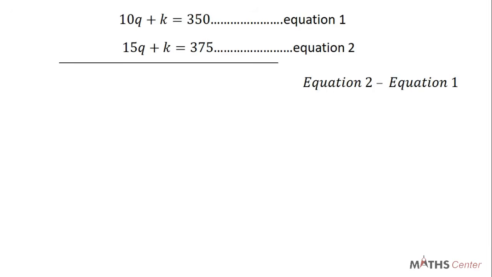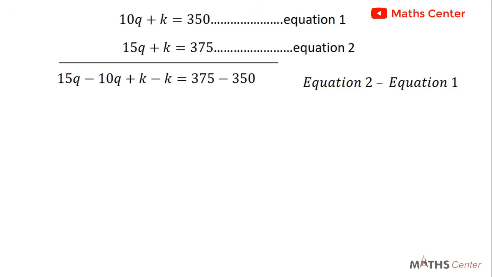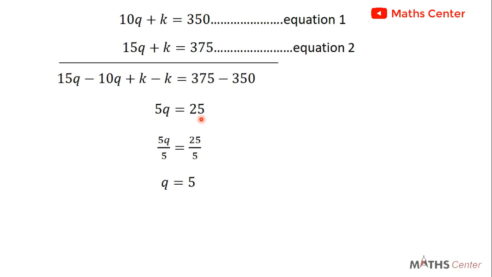So we have equation 2 minus equation 1. This will give us 15Q minus 10Q plus K minus K is equal to 375 minus 350. 15Q minus 10Q will give us 5Q. K minus K is 0, and 375 minus 350 will give us 25. We divide both sides by 5 and Q is equal to 5. So we have found the first constant, which is Q, and Q is giving us 5.